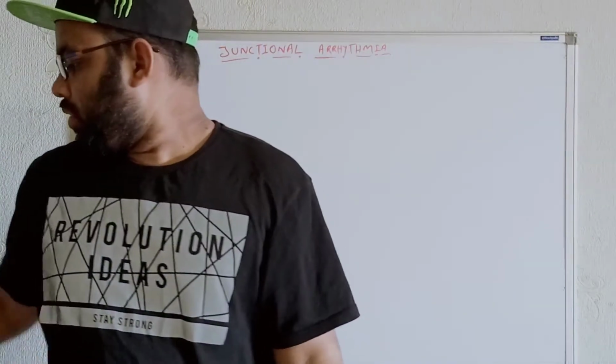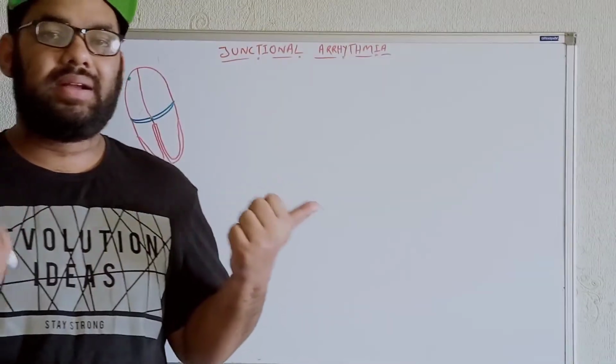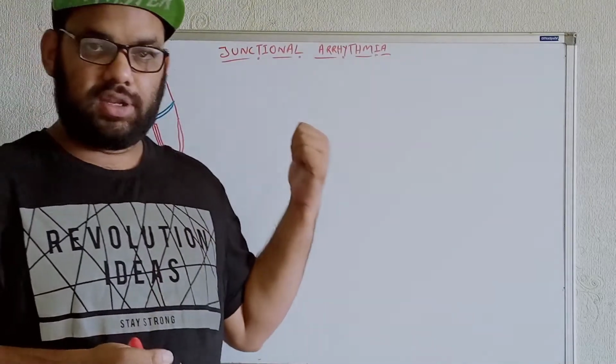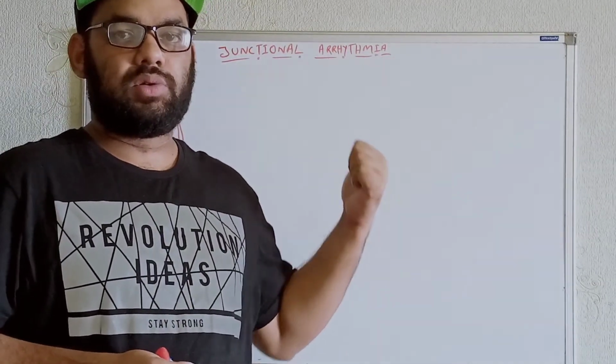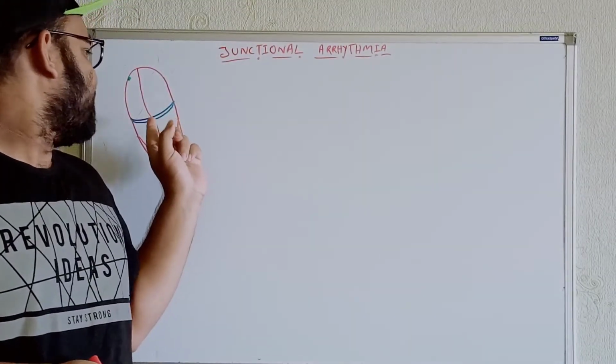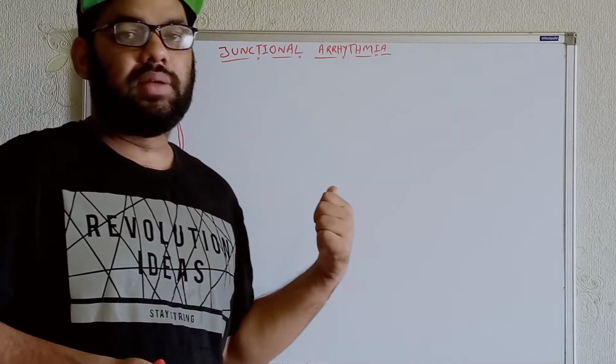Before starting the video, let me tell you I have already uploaded the video on normal cardiac rhythm in terms of the introduction. Then I uploaded the sinus arrhythmia, then the video on atrial arrhythmia. Now I'll talk about junctional arrhythmia, or the AV nodal arrhythmia. Then I'll subsequently upload the video on ventricular arrhythmia.